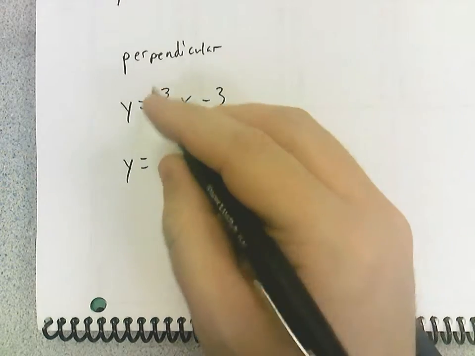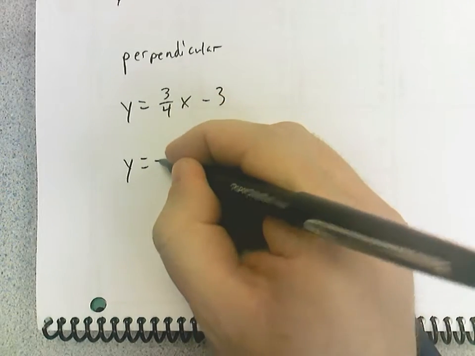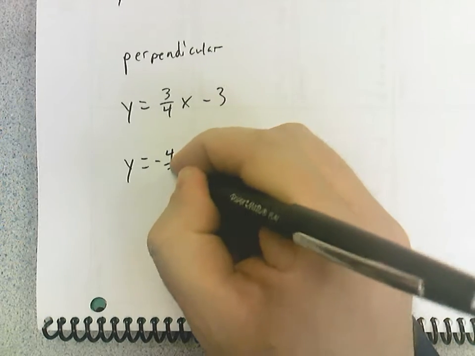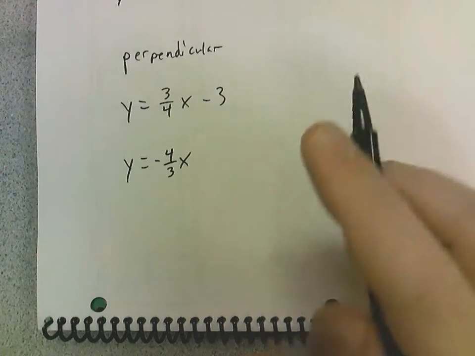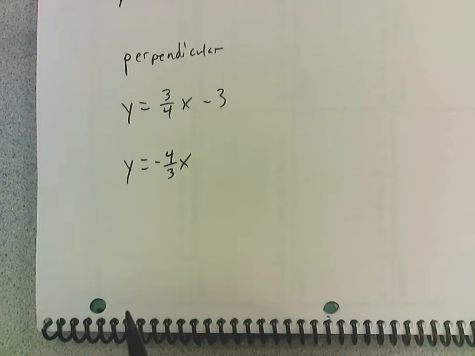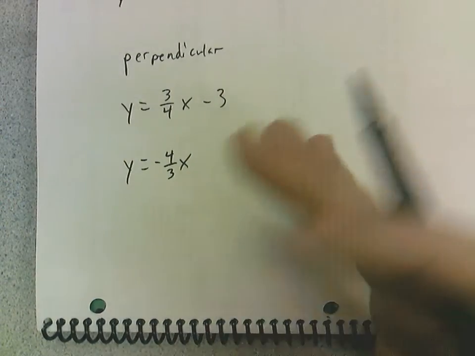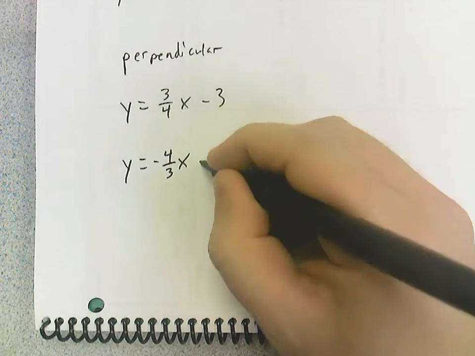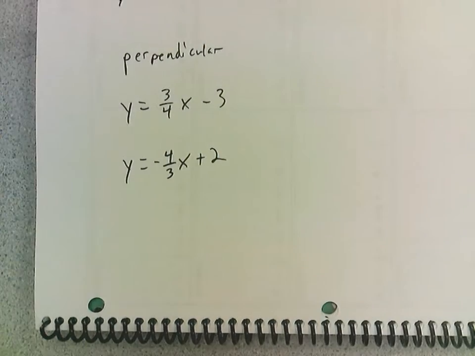So I'm going to start off by just doing that. Y equals, if I flip it and change the sign, it's going to become -4 over 3x. And I could use the same y-intercept for here. It doesn't really matter, but I'll change it. So we'll do +2. Okay? And that's a perpendicular line.